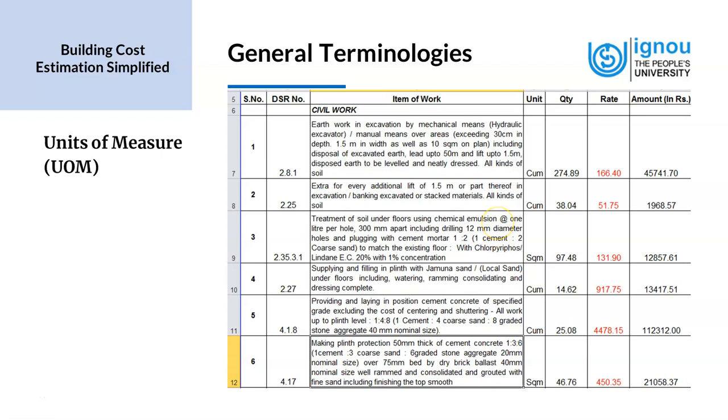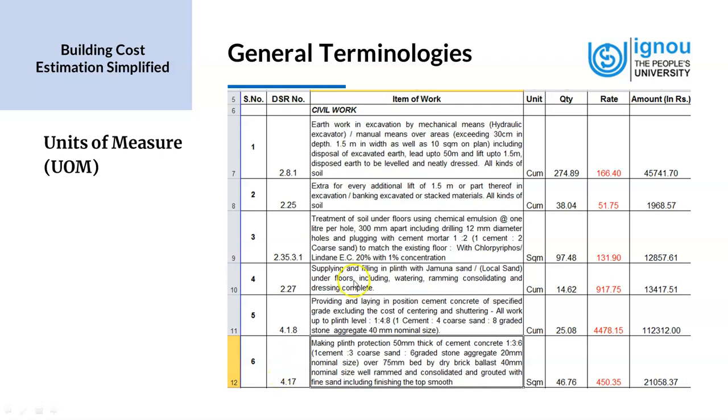Next, we look at the next item. It is extra for every additional lift of 1.5 meters or part thereof in excavation or banking, excavated or stacked materials, all kinds of soil. Again, the unit that we use for it is cubic meters. Then we move on to the next item, item number 3. It is the treatment of soil under floors using chemical emulsion. And for that, we use the unit square meter. And we know that the unit square meter represents area.